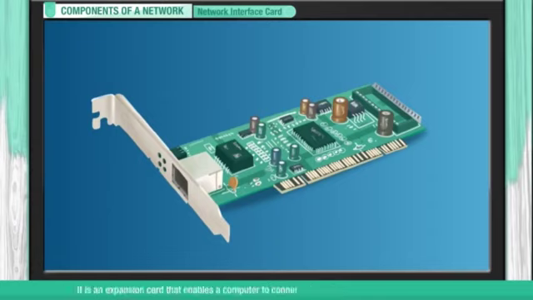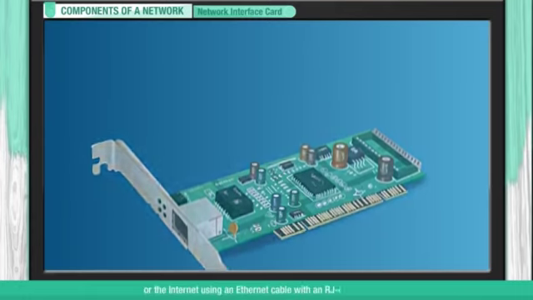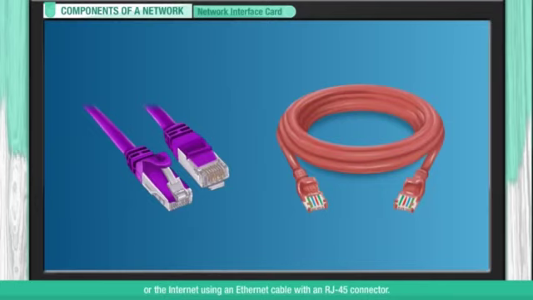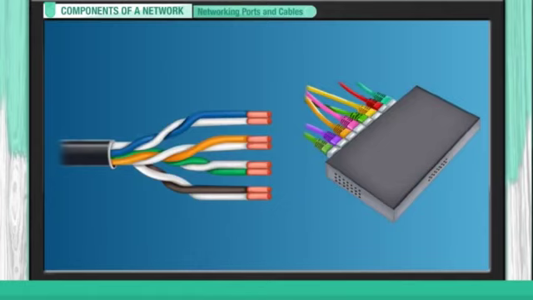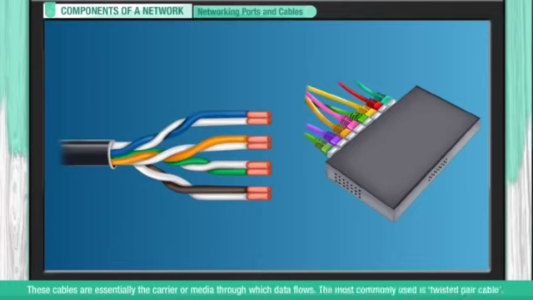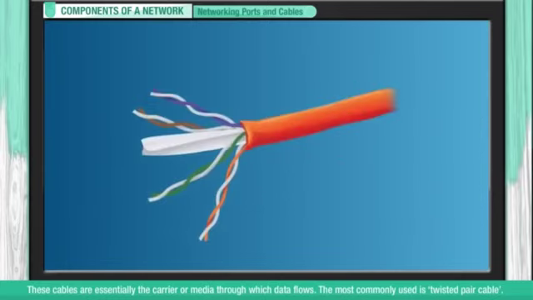It is an expansion card that enables a computer to connect to a network, such as a home network or the Internet, using an Ethernet cable with an RJ45 connector. Networking ports and cables. Network cables are used to connect and transfer data and information between computers, routers, switches, and storage area networks. These cables are essentially the carrier or media through which data flows. The most commonly used is twisted pair cable.